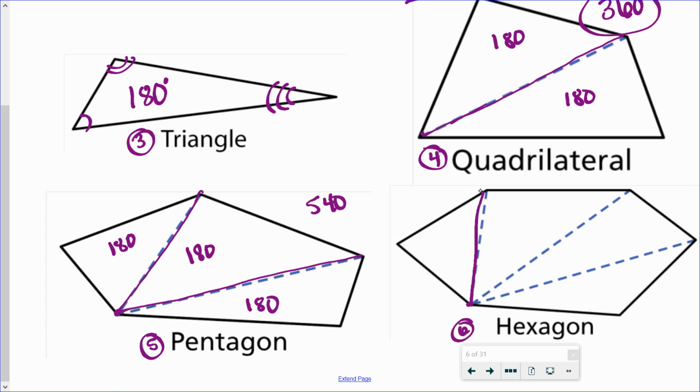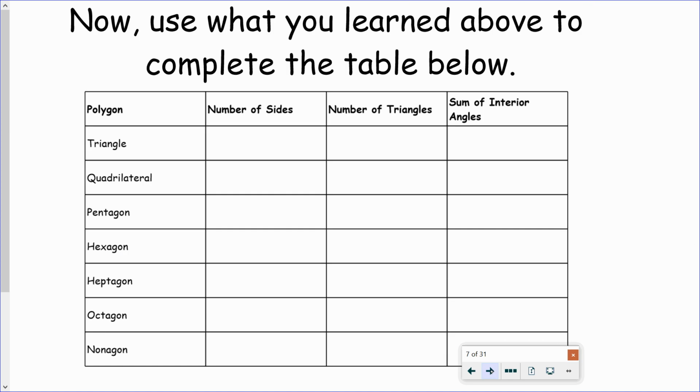You can do the same thing with a 6-sided figure. Start at a vertex. Now think about it. We've now got not 1, 2, 3, but we have 4 triangles, which means that we've got 4 times 180. So what I'd like you to do is fill out the rest of this chart. It's on the left-hand side of your page.